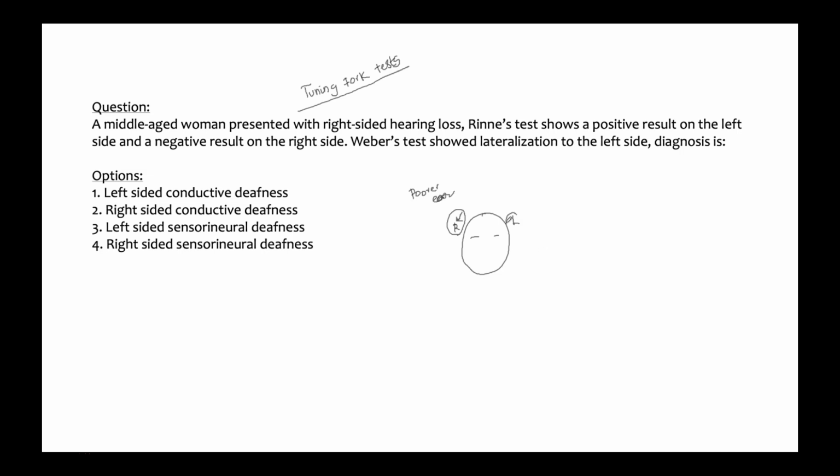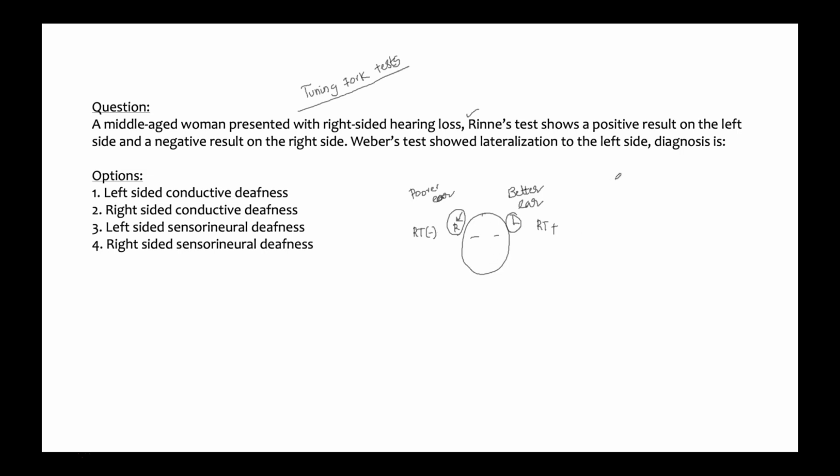So when I say that left side is normal, that means left side is the better ear. See, this terminology is very important to understand or interpret Weber's test. First point is over. Second line is Rinne's test shows a positive result on the left side and Rinne's test is negative on the right side.